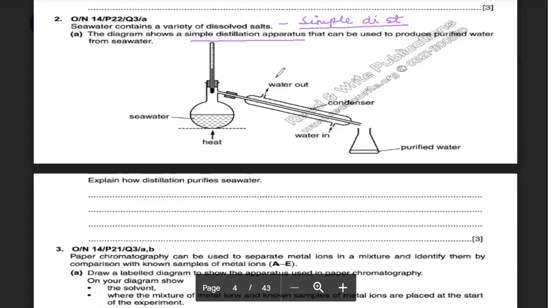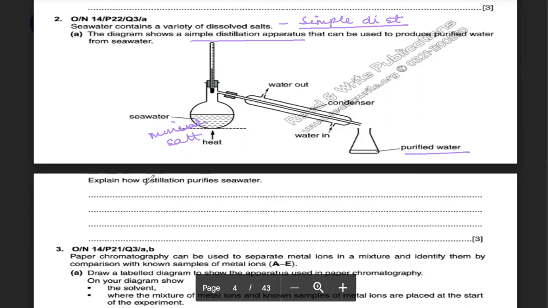Whichever has the lower boiling point: if you have salt water, definitely the salt's boiling point will be high and the water's will be lower. So first your water will be purified and come here, and the remaining minerals or remaining salts will be left out here, and water you will be having here. So this is a setup.